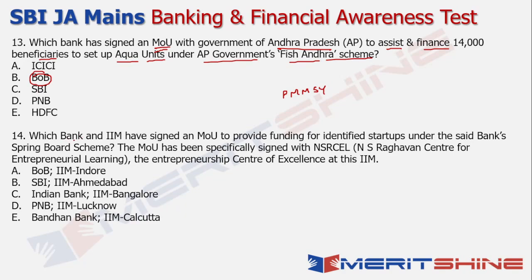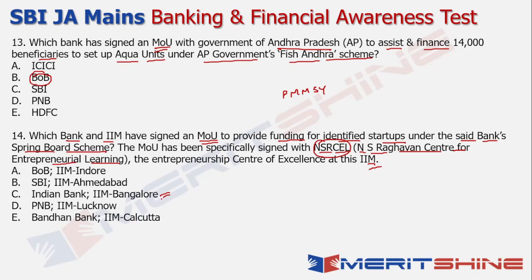Okay, now the next question is, which bank and IIM have basically come together and signed a memorandum of understanding to provide funding for identified startups under the said bank's Springboard scheme, right? And the MOU has been specifically signed with NSRCEL, which is the NS Raghavan Center for Entrepreneurial Learning, which is the Entrepreneurship Center of Excellence at this particular IIM. So while you may have come across one of these things somewhere, that is the way to interrelate the news. One of them is that NSRCEL is basically the Entrepreneurship Center of Excellence at IIM Bangalore. So you could have found out the answer that way.